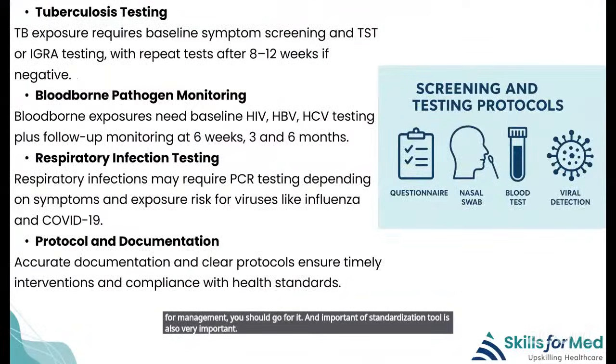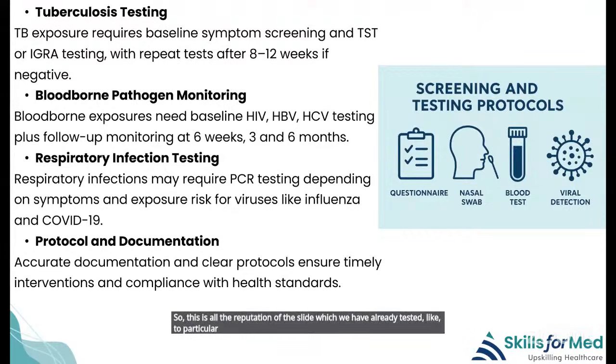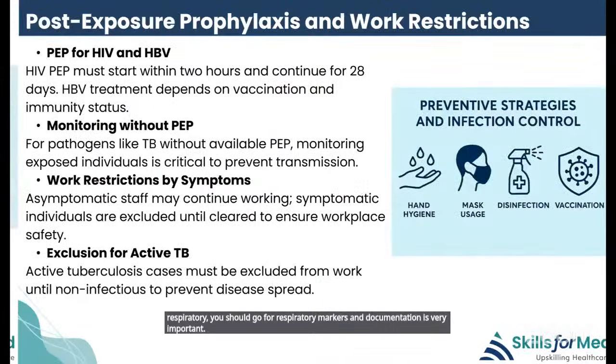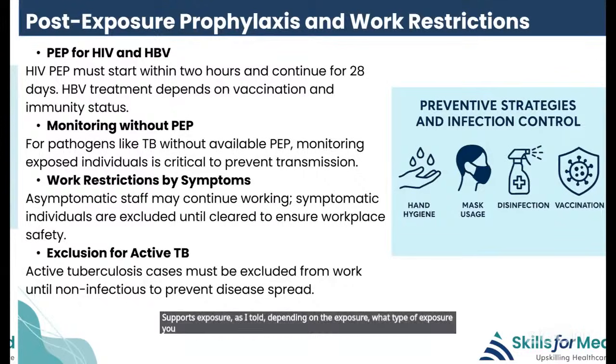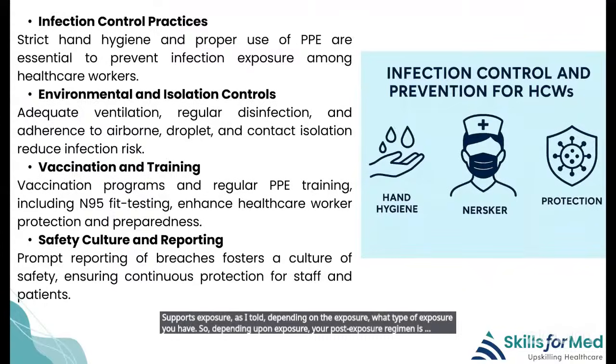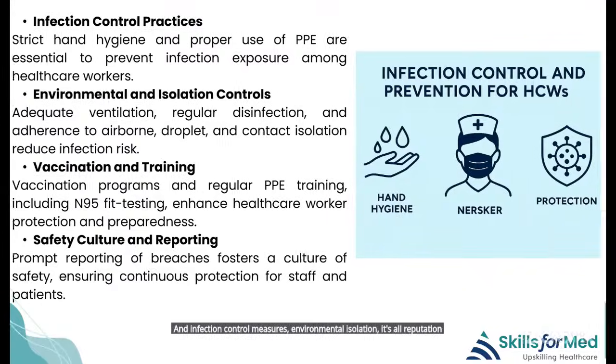So this is all the repetition of the slide which we have already covered, like tubercular testing for TB, bloodborne viruses testing and monitoring. For respiratory, you should go for respiratory markers, and documentation is very important. So post exposure, as I told, depends on what type of exposure you have, and your post exposure regimen is required accordingly. And infection control measures, environmental isolation, it's all repetition. So I'll just skip.